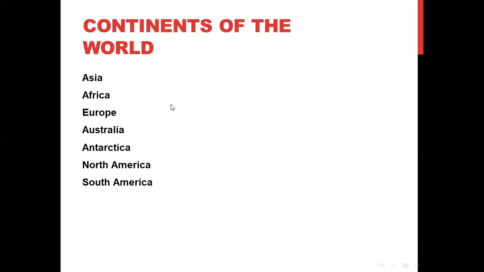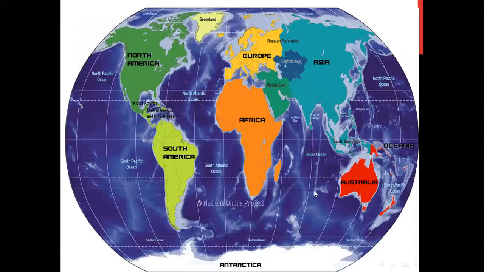Continents of the world. We have 7 continents. We have Asia, Africa, Europe, Australia, Antarctica, North America, and South America. These are the continents of the world on the earth. Okay, let's go one by one and see how they exist on the map. This is the map of the earth itself, okay? And these are all the continents on the earth.